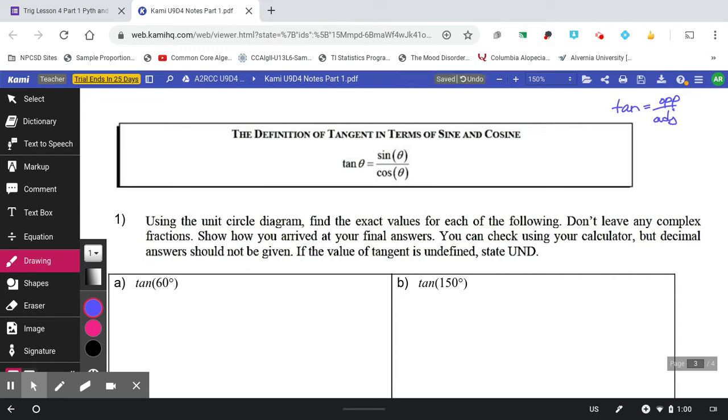Well, if the cosine is the adjacent side, and the sine is the opposite side, because remember, it's over 1 in the unit circle, so it's the adjacent side over 1, the opposite side over 1. So we can just put that in its place and say that the tangent is equal to the sine divided by the cosine. Okay? So in order to find the exact value of the tangent, we have to divide the sine and the cosine.